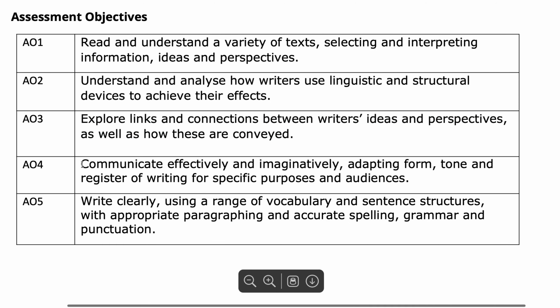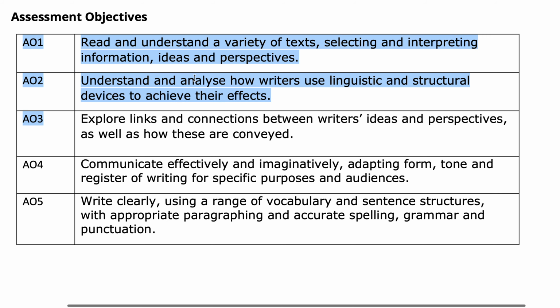Assessment 4 says communicate efficiently and imaginatively. It's very important. Imaginatively, adapting form, tone, register, and writing specific purpose and audience. This is where section B comes into play. B and C. Mostly B and C. So for section A, assessment 1, 2, 3 plays out quite well. Section B is where assessment 4 comes into play.